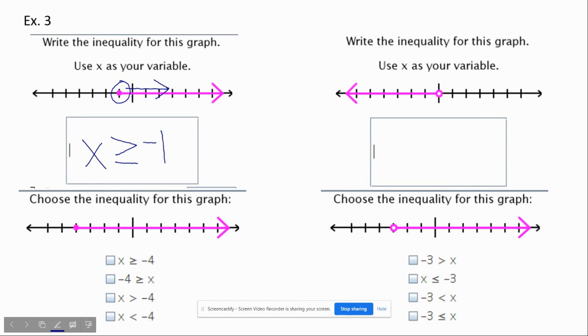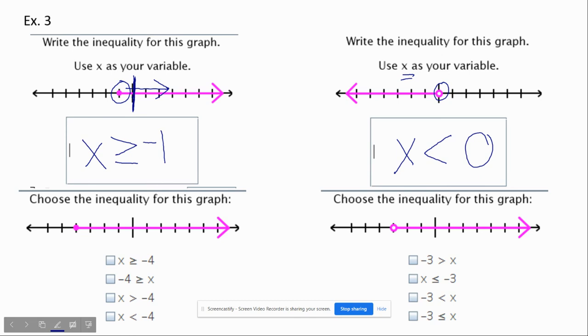Okay, these are pretty straightforward. This one, again, you start with x because it tells you to. This one is shading to the left, so that is less than. It's an open circle, so it's not or equal to. And this one is at 0. Okay, it doesn't say the numbers, but this big line is 0. And then it just counts from 1 either way.